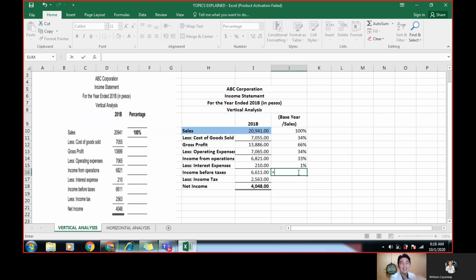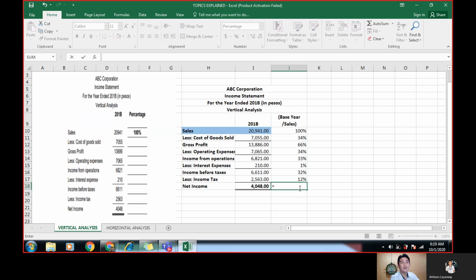Ilan na nga? Ilan na lang kaya yung percentage na? 6,000 divided by the 100% base, which is the sales. So 32% na lang. So from the 32%, that is our income before tax. So we need to reduce first the income tax. So here, ilang percentage kaya ito? Ayan, so ganun pa din, same formula, it will be divided by the 100% base, which is the sale. 12%, therefore your 32% income before taxes will be reduced by the income tax.